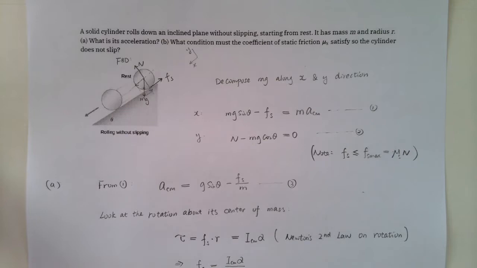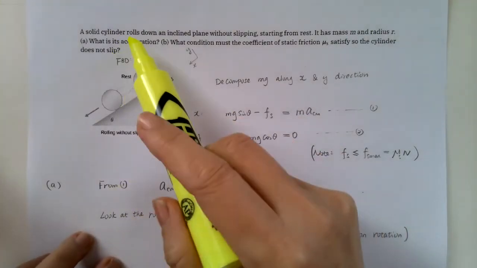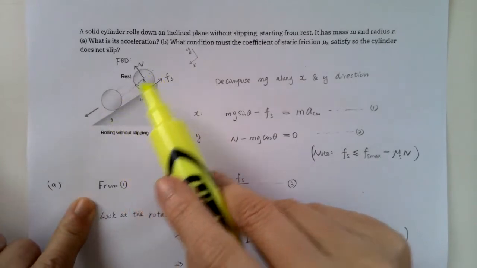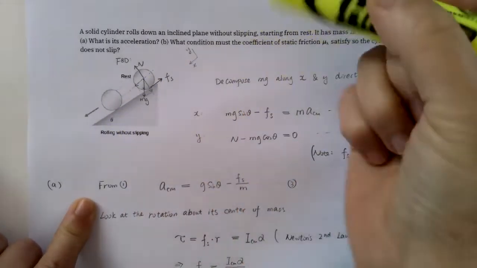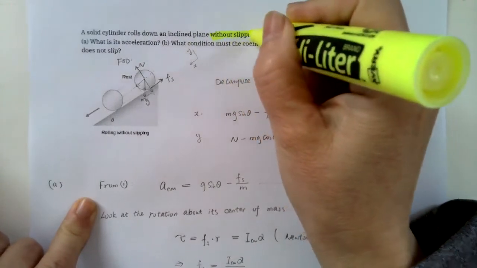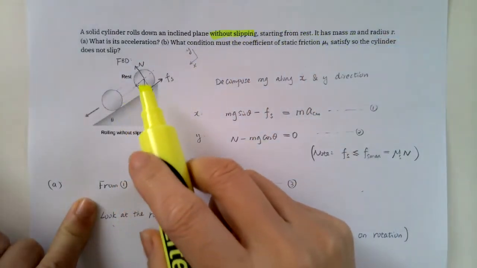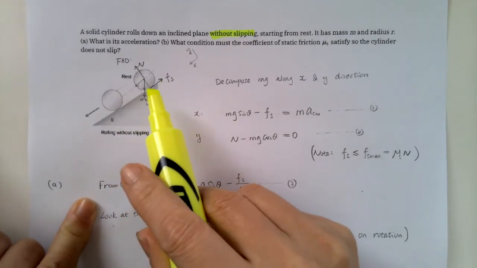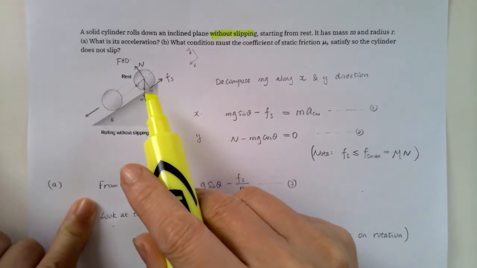Hello, everyone. Now let's look at two rolling problems together. The first one is this. A solid cylinder rolls down an inclined plane. We know the angle theta. So this is what we are given. We know there is no slipping happening between the cylinder and the inclined surface, from rest. The cylinder has a mass m and radius r.